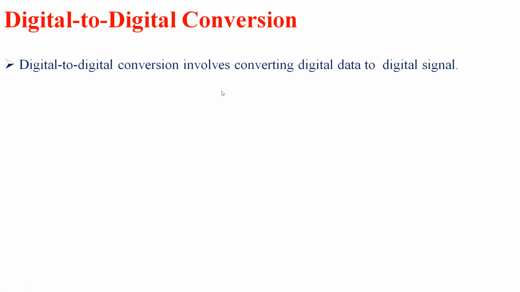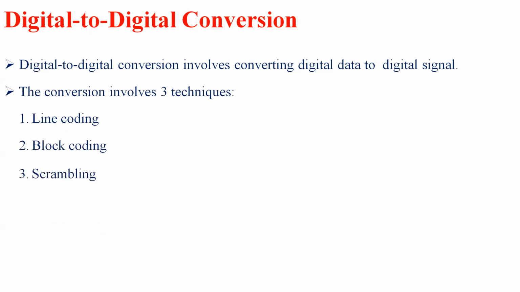Digital to digital conversion involves converting digital data into a digital signal. Basically, there are three different techniques used for this conversion, and those techniques are line coding, block coding, and scrambling. These are the three techniques predominantly used for converting digital data into a digital signal. So let's start with line coding first.